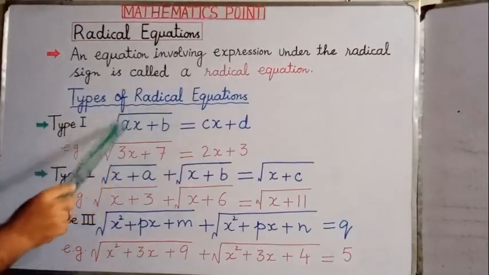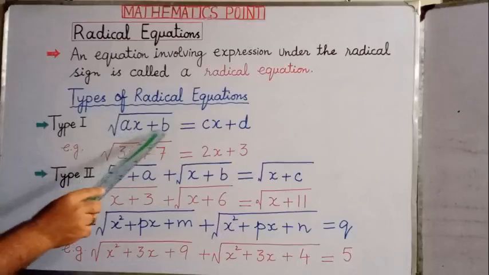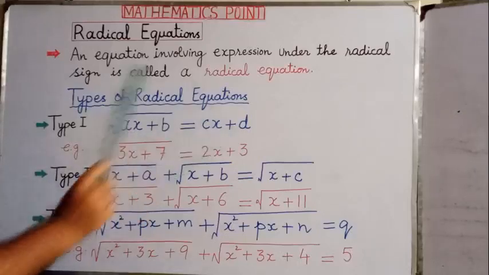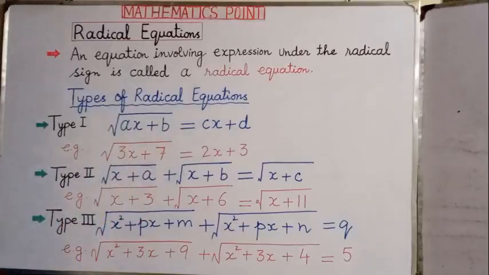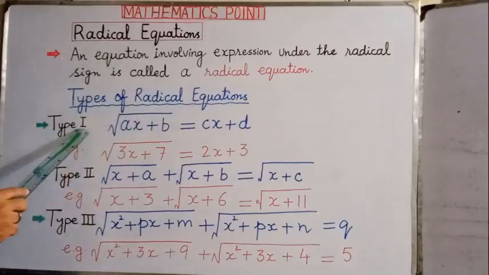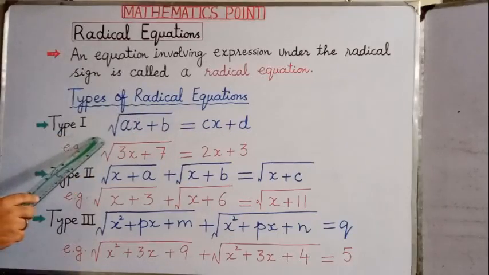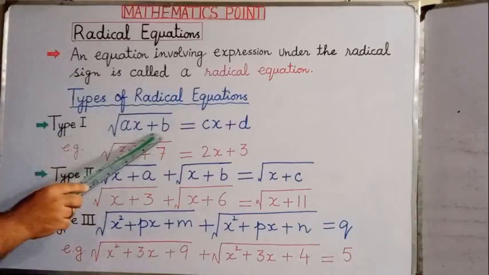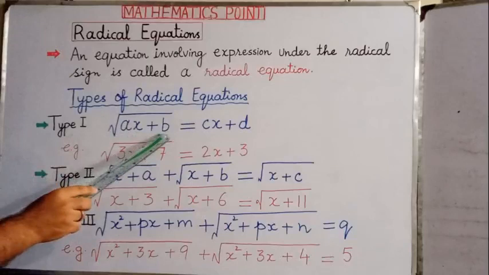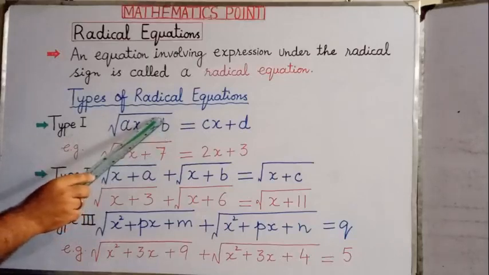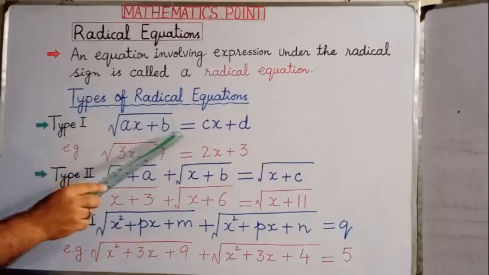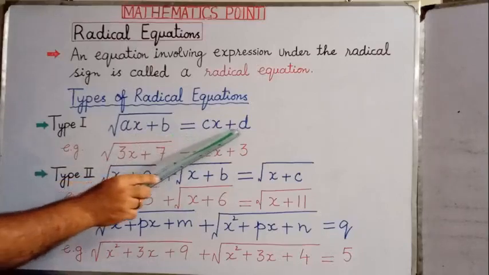So you can see here are some examples. You can see the radical sign, and ax plus b is equal to cx plus d. Now next are the types of radical equations. First of all, type number 1. In type number 1 you can see this is the general form: ax plus b under the radical sign is equal to cx plus d.